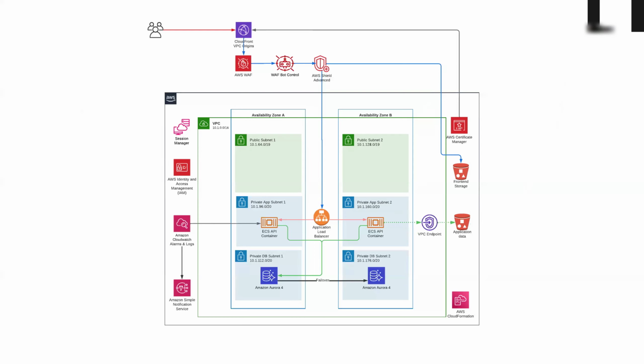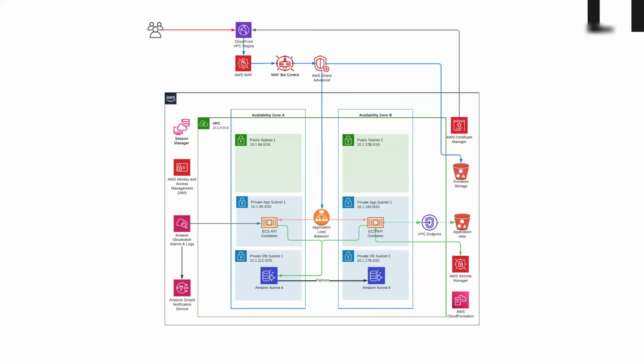Instead, what you want to do is create a VPC endpoint for S3 so that you can transfer data from your application to S3 via the AWS internal network. This makes the data transfer faster and more secure.